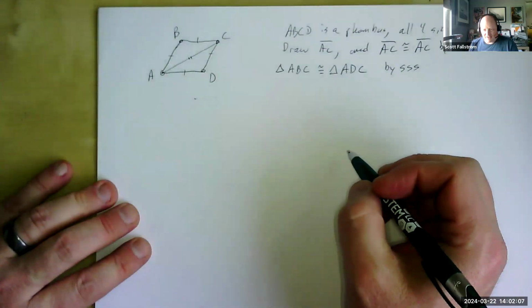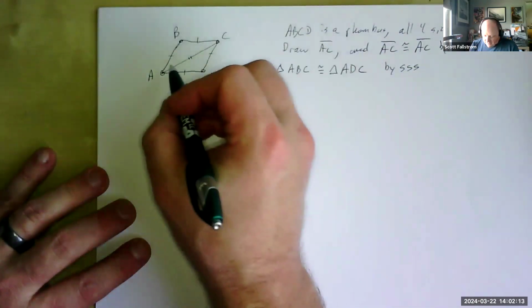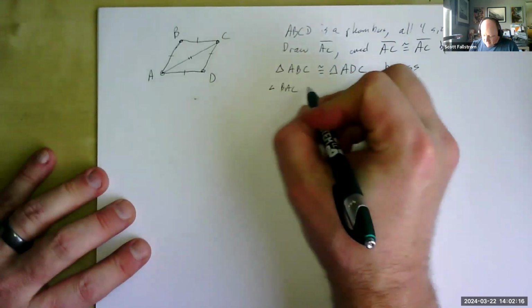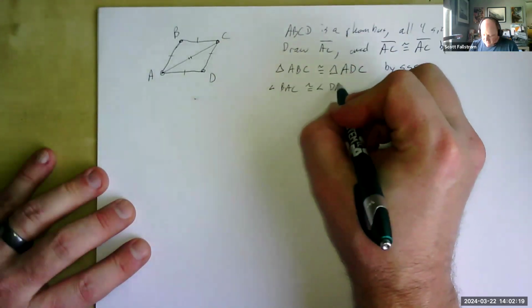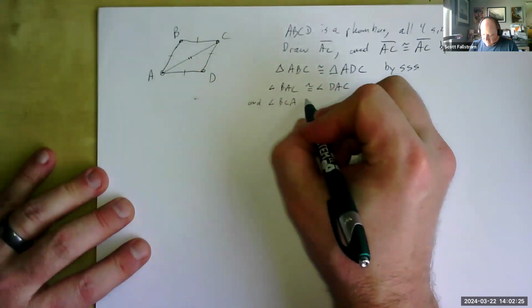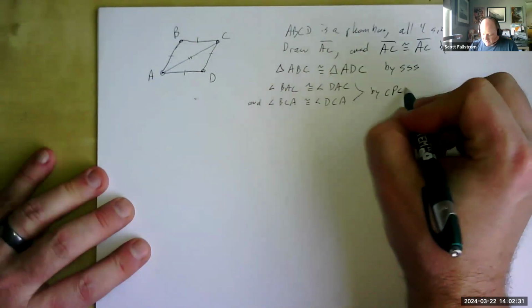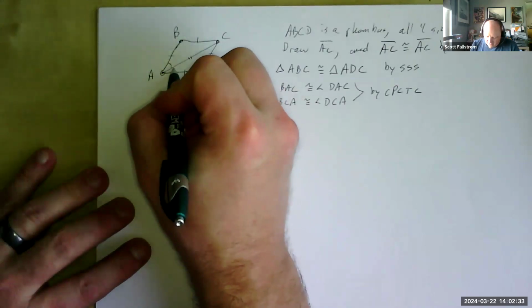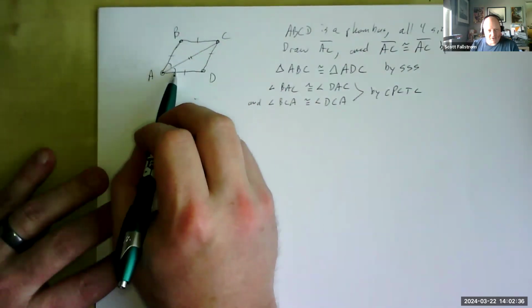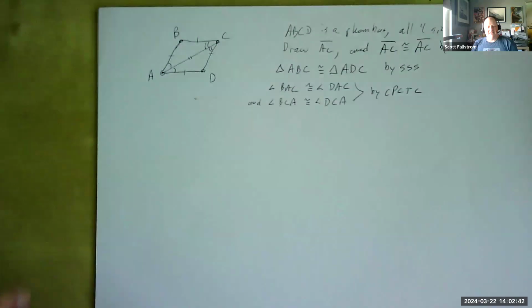Well, that's great. So that's congruent, which means that angle BAC is congruent to angle DAC, and angle BCA is congruent to angle DCA. And both of these are by CPCTC. This angle down here has to be, because it's a corresponding part, and the angle up here on top has to be as well, because it is a corresponding part. Again, corresponding parts of congruent triangles are congruent.